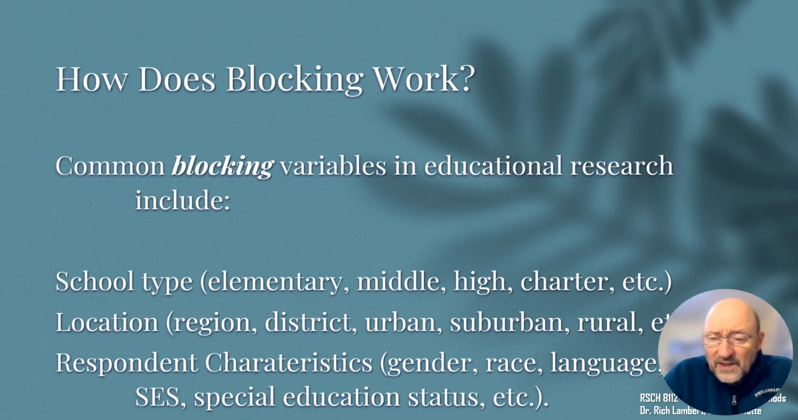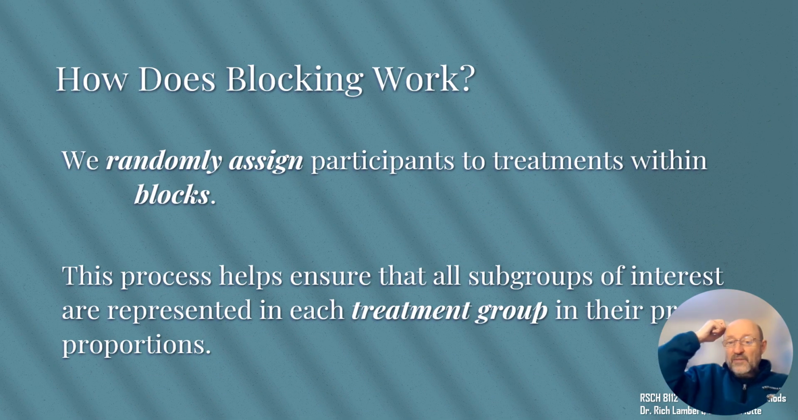And there are again very common things we use for blocking variables in educational research, and it's the same list as we had before, right? It can be school type, it can be based on location, it can be based on respondent or participant characteristics. And then what we do is we randomly assign participants to treatment conditions within the blocks, just like we were randomly selecting participants within the strata. But now we're randomly assigning them to treatment and control.